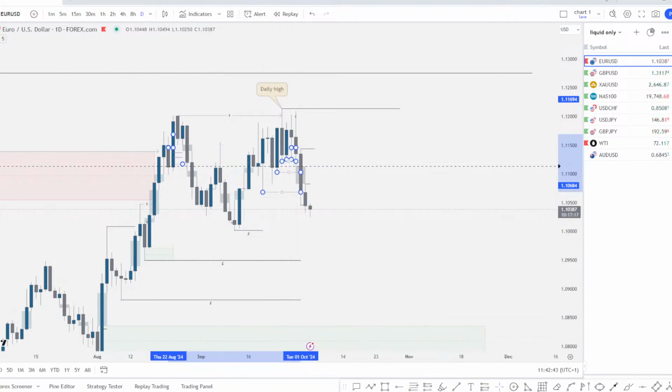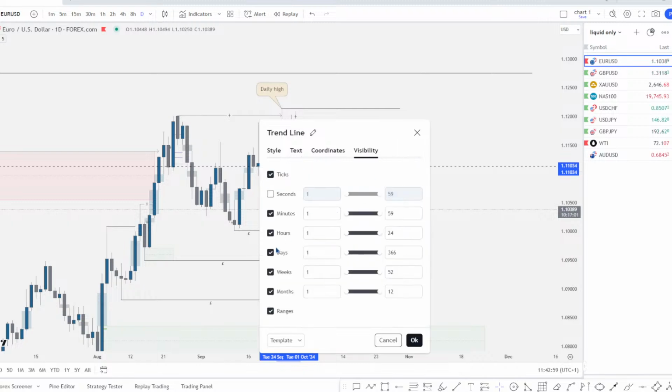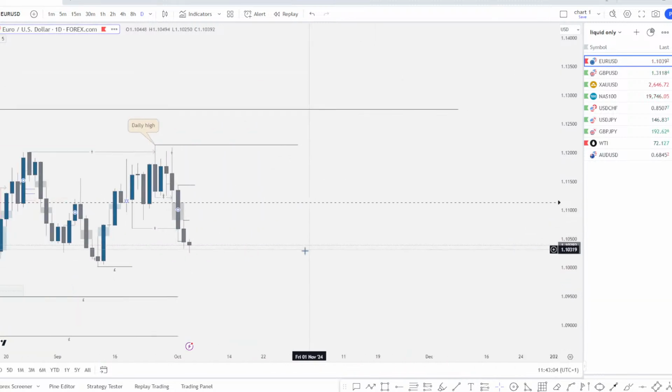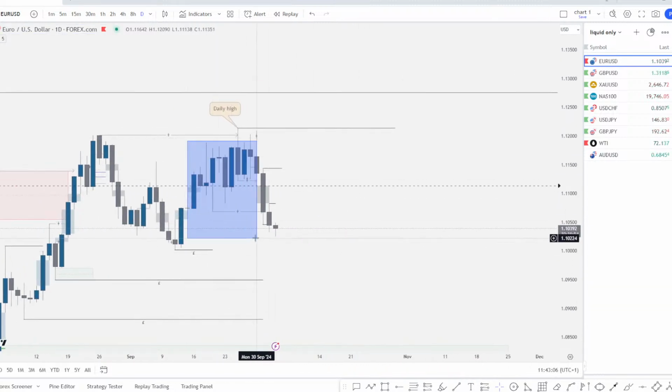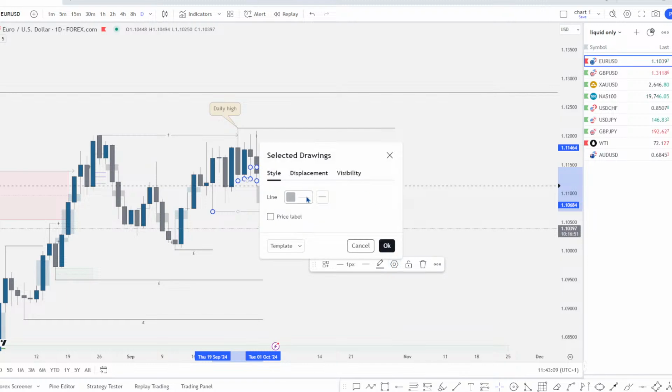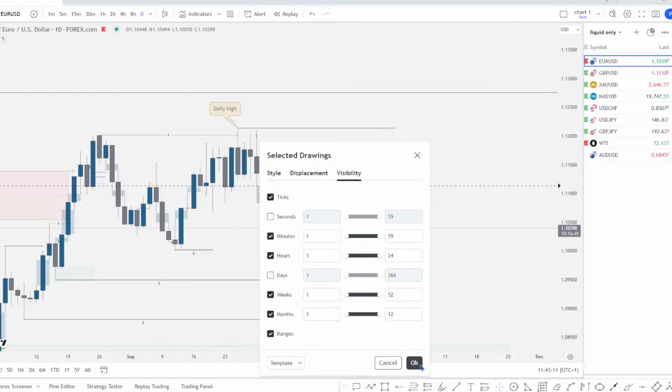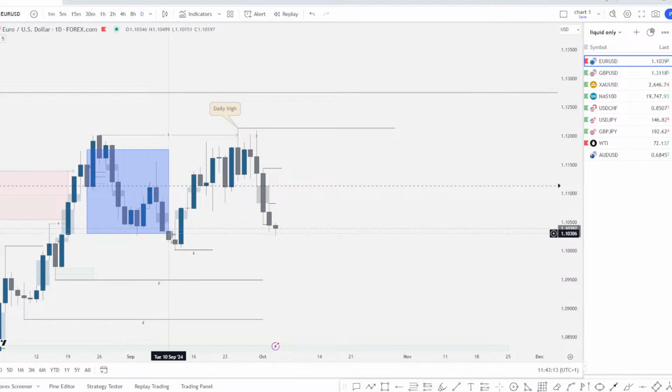Where's the settings for that? Okay. Don't know why that's gone weird. Right, okay. Not sure why that's doing that. Visibility, yeah, visibility daily. There we go. Perfect. And then we want all the stuff in here.